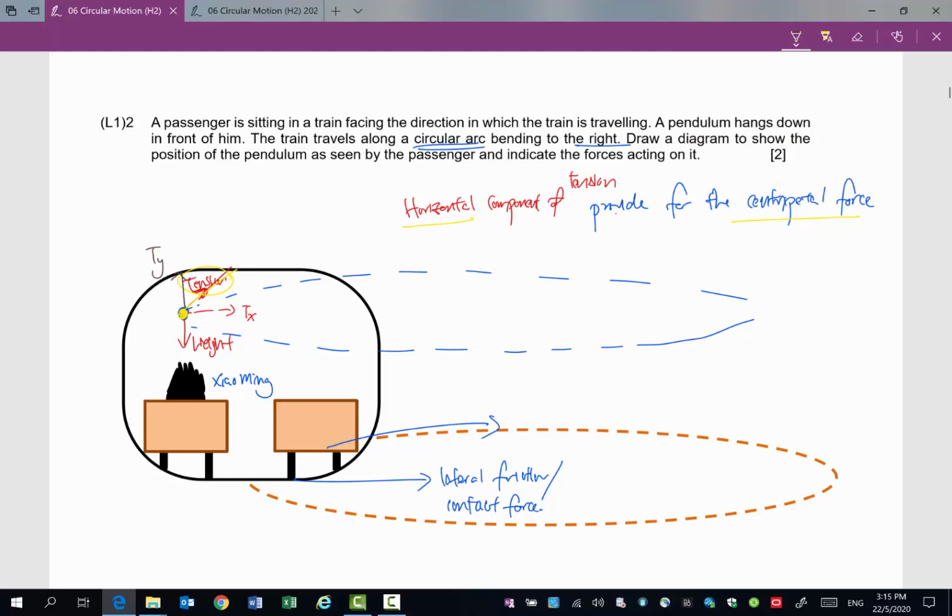will be exactly equal to the weight, because the pendulum is simply executing a horizontal circular motion. So it is just moving along a horizontal level, just that it is moving in a circle. The position of the pendulum will not shift vertically up or down. So therefore, my Ty must be equal to the weight, just that it is pointing in the opposite direction. Okay, so that's about it.